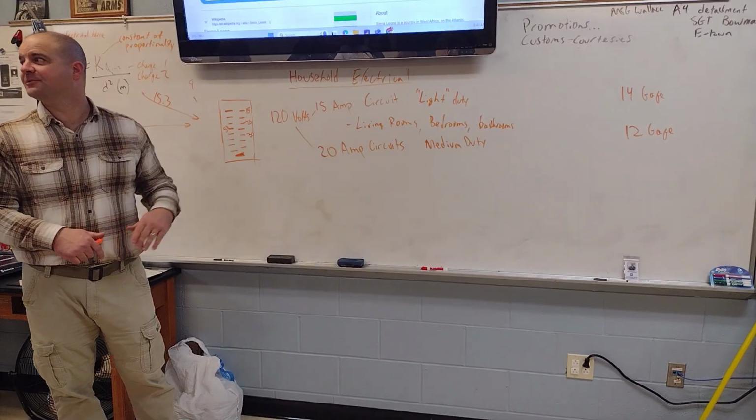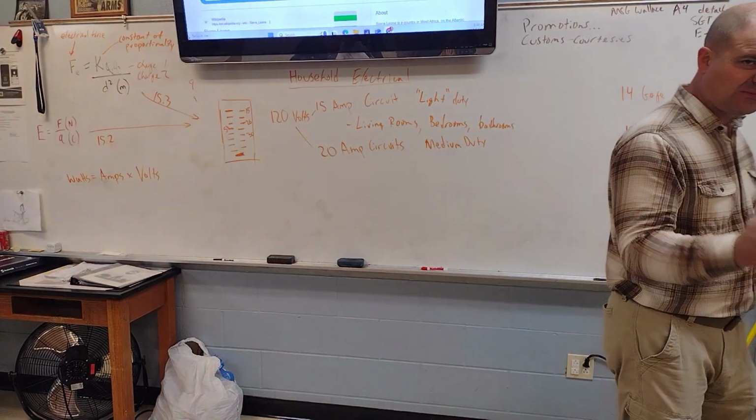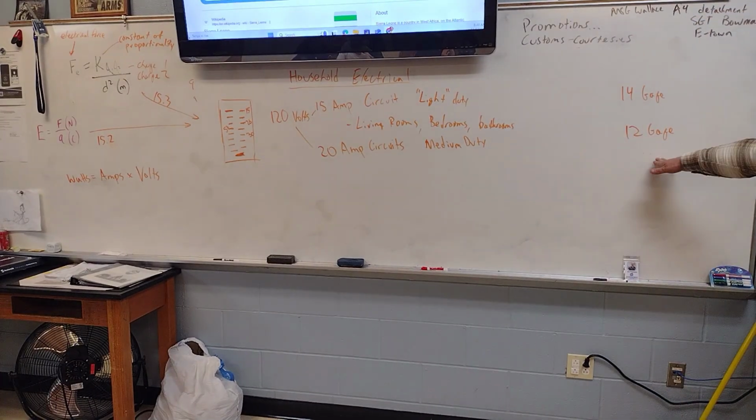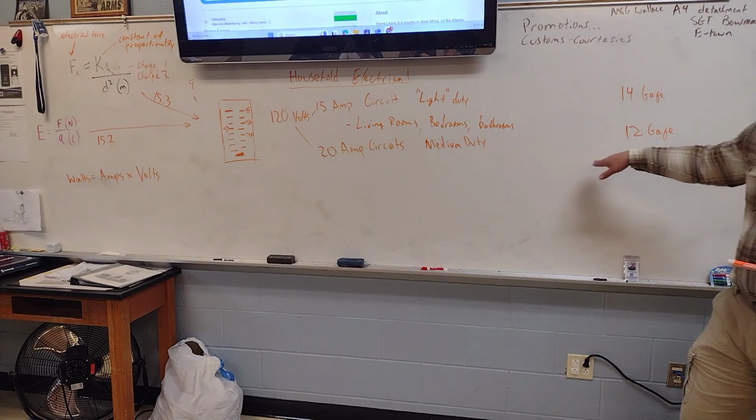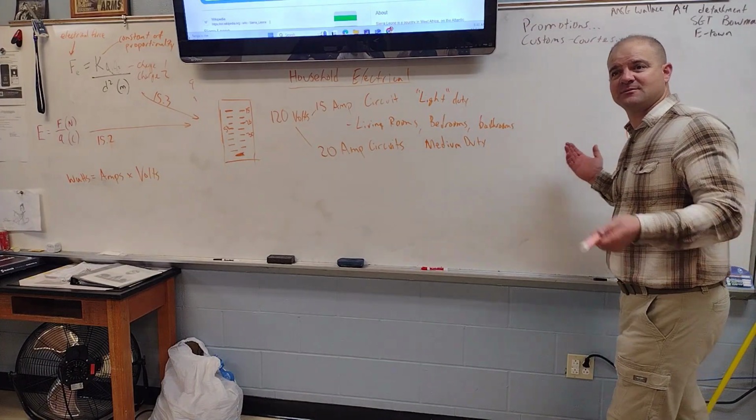Same thing with wiring. The lower the number, the heavier the wire, the thicker the wire. So it can handle more current. So 20 amps is more current than 15 amps, so you got a heavier wire. Does that make sense? Okay.